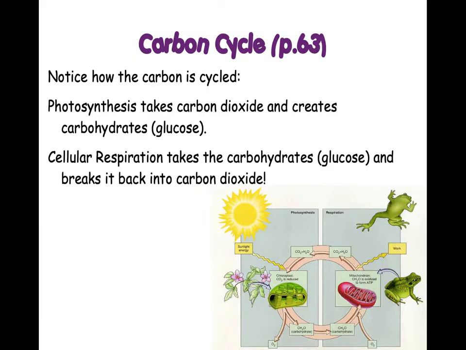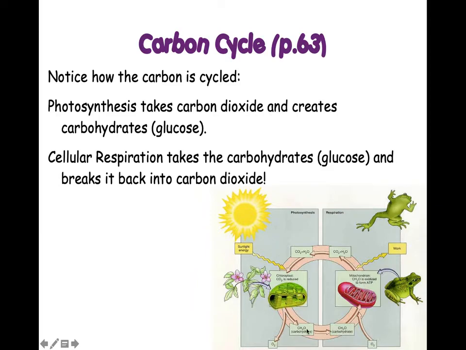So what is the carbon cycle? On page 63, if you can take notes, you should notice that the carbon is cycled again and again. It's never created, it's never destroyed, it's just reused again and again. In photosynthesis, the carbon dioxide goes into the chloroplast, so carbon goes in. So we're just going to follow the carbon. Remember, there's actually 6 carbons that are going to go in, and those 6 carbons are going to combine to become glucose, C6H12O6.